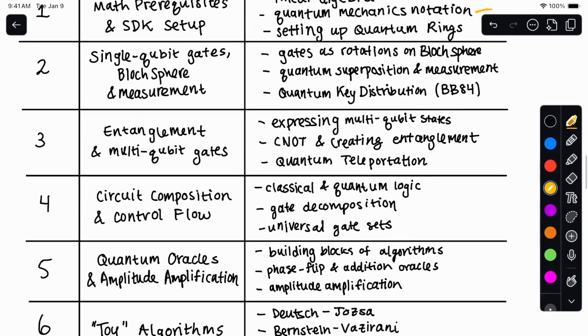Then we talked about entanglement and multi-qubit gates. So we learned how to express multi-qubit states in both vector and ket notation. We talked about the CNOT gate and how we create entanglement with Hadamard and CNOT gate. And we also talked about quantum teleportation, where you can teleport a quantum state as long as the person you're teleporting the quantum state to, you already share an entangled pair with them.